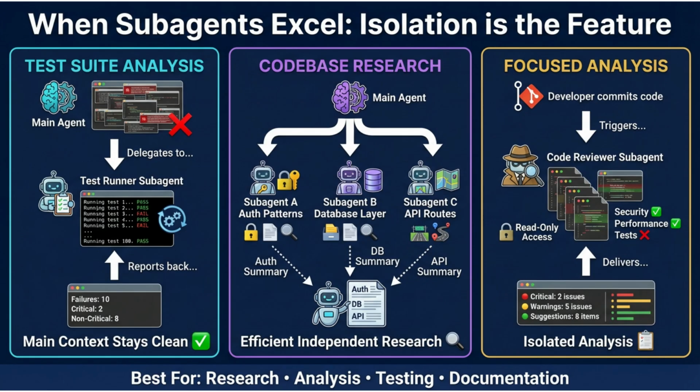Focused analysis. Code review. Create a code reviewer subagent with read-only access. Can't modify, only analyze. When you finish a feature, reviewer examines changes, identifies security issues, performance problems, maintainability concerns. This returns an organized report with critical issues, warnings, suggestions. Analysis process isolated. This is the pattern. Subagents excel when tasks are self-contained, verbose output needs isolation, and results matter more than process. Research, analysis, testing, documentation. You care what they found, not watching them find it.